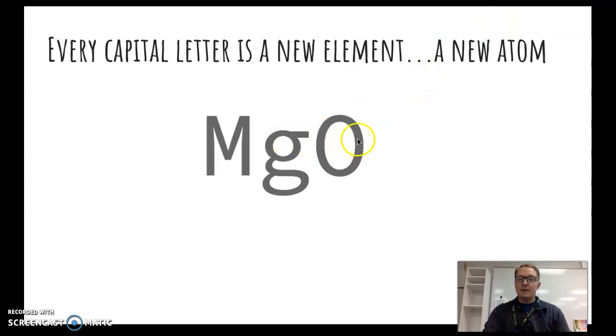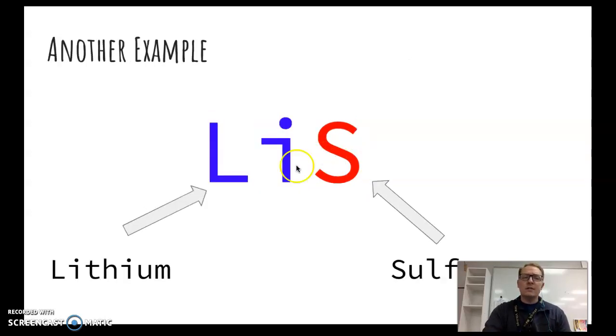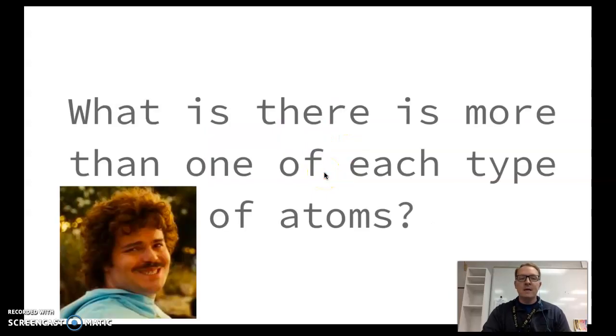And as soon as a new capital letter starts, then you have a new element from the periodic table. So I have magnesium and I have oxygen, 2. So look for capital letters when we're counting atoms. Here's another example. We have lithium, capital L, lowercase i, those go together, and sulfur all by itself, for lithium sulfide. Now, what if we've got more than just one atom?